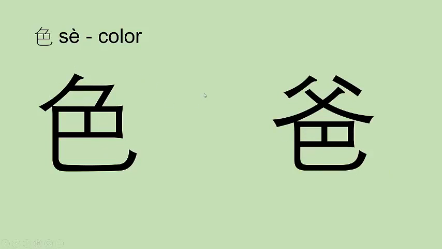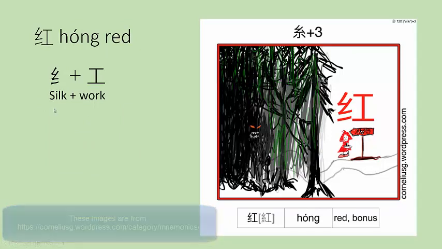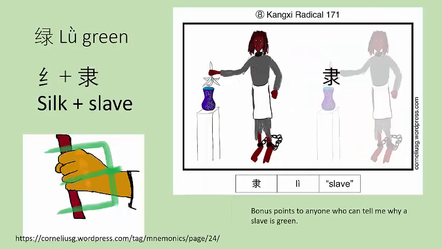The first color you have to trace is red, huáng, which combines the silk radical with the work radical, because work is pronounced gong, so it rhymes with huáng, red. The next character you have to trace is lü, green. It combines the silk radical with the character for slave.